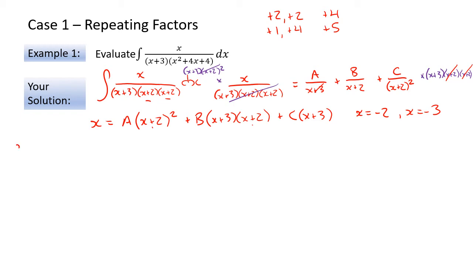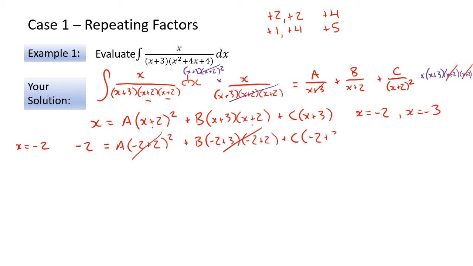So we'll start with x equals negative 2. And what we're left with is negative 2 on the left-hand side is equal to A times (negative 2 plus 2) squared. You'll see that that gives you 0, so it will cancel. Plus B times (negative 2 plus 3) and (negative 2 plus 2). Again, negative 2 plus 2 is 0, so that one will also cancel. Plus C times (negative 2 plus 3).